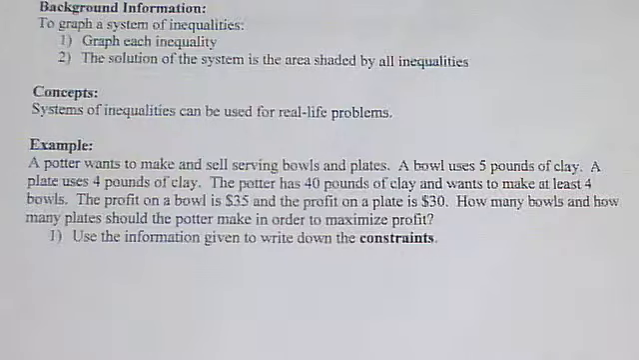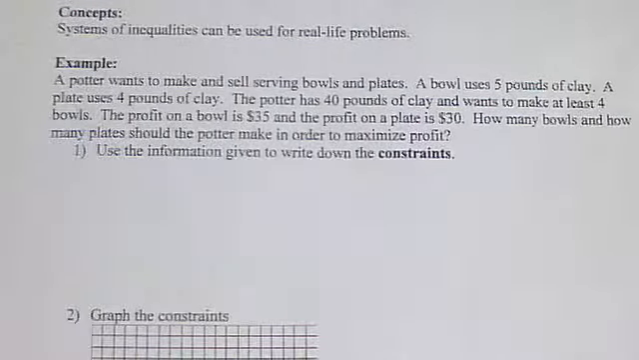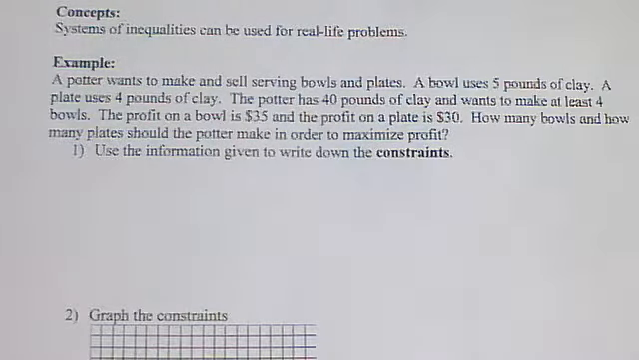So in this example, we have a potter who wants to make and sell serving bowls and plates. A bowl uses 5 pounds of clay. A plate uses 4 pounds of clay. The potter has 40 pounds of clay, and he wants to make at least 4 bowls. The profit on a bowl is $35, and the profit on a plate is $30. How many bowls and how many plates should the potter make in order to maximize his profit? So, what we're looking for are the number of bowls and the number of plates.